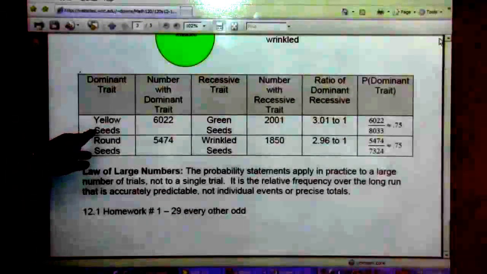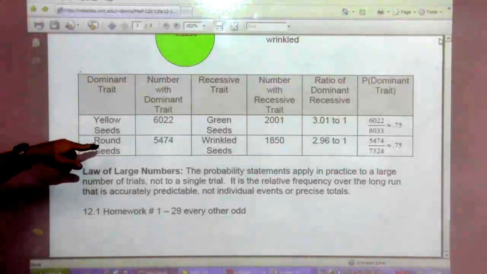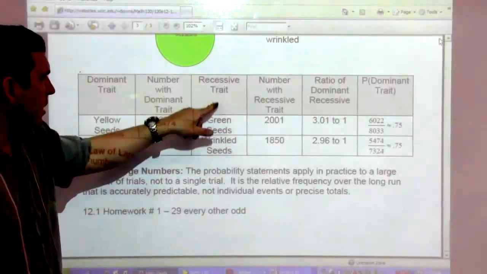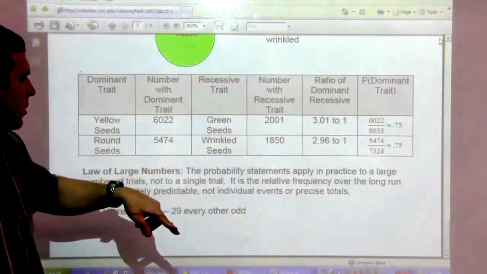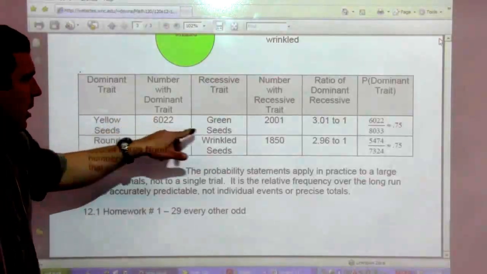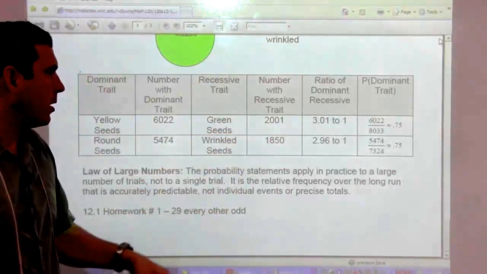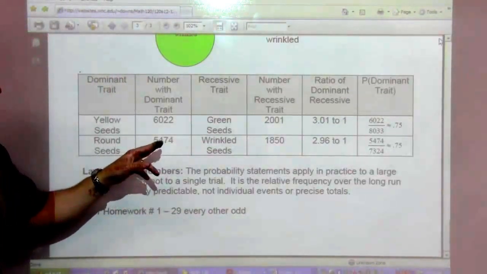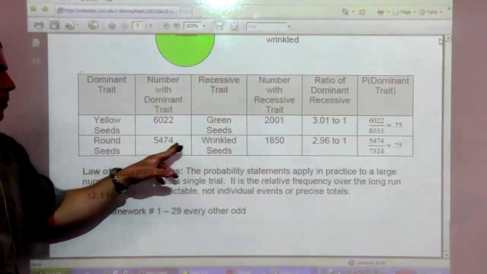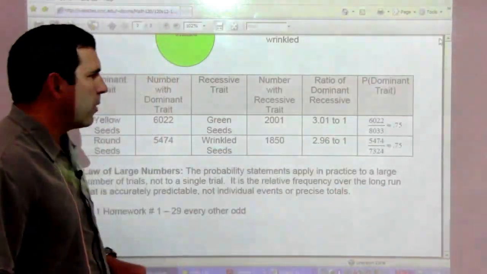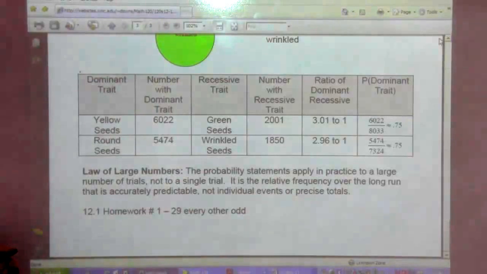So the dominant traits are yellow seeds and round seeds. Recessive are green and wrinkled. The number with the dominant trait, 6,022. Number with the recessive trait, 2001, a 3-to-1 ratio. In terms of round and wrinkled, you have 5474 versus 1850. That's about 2.96 to 1. Again, roughly 75% of them have the dominant trait.